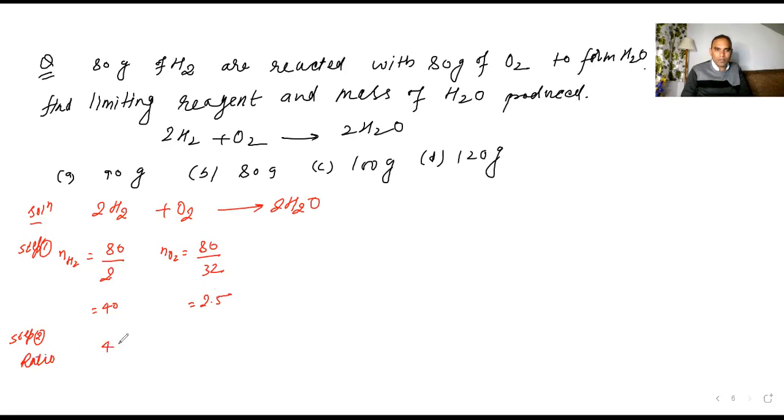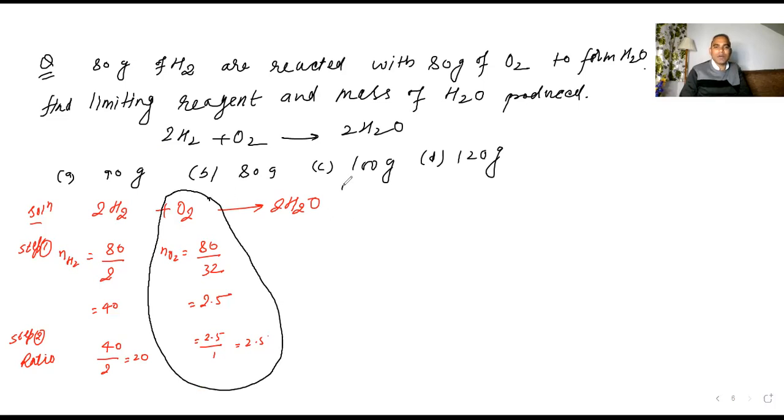So the limiting reagent is O2, I think. Yes, I think so also. I'm also calculating. So 2.5 upon 1, so it is going to be 2.5. Okay, one step you got to know the limiting reagent. At least you have now started recognizing the limiting reagent. Then we have to have the comparison.